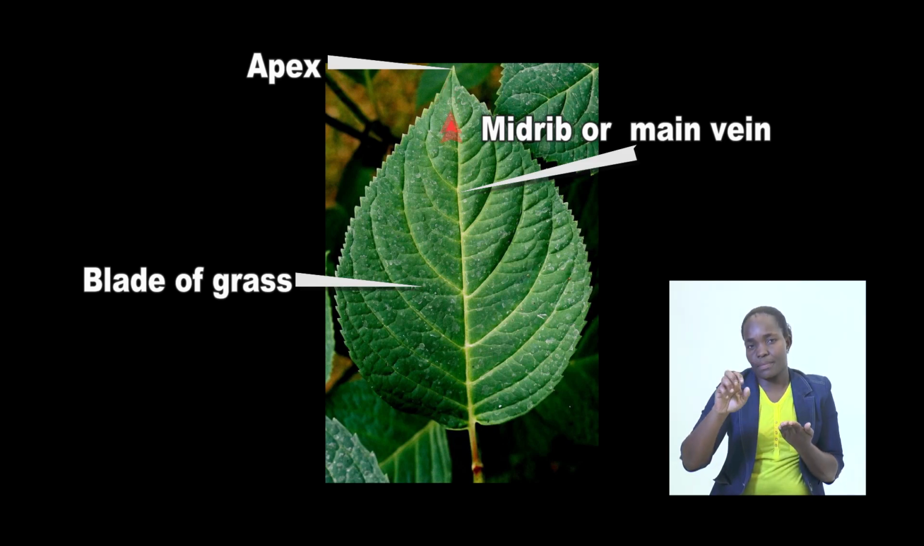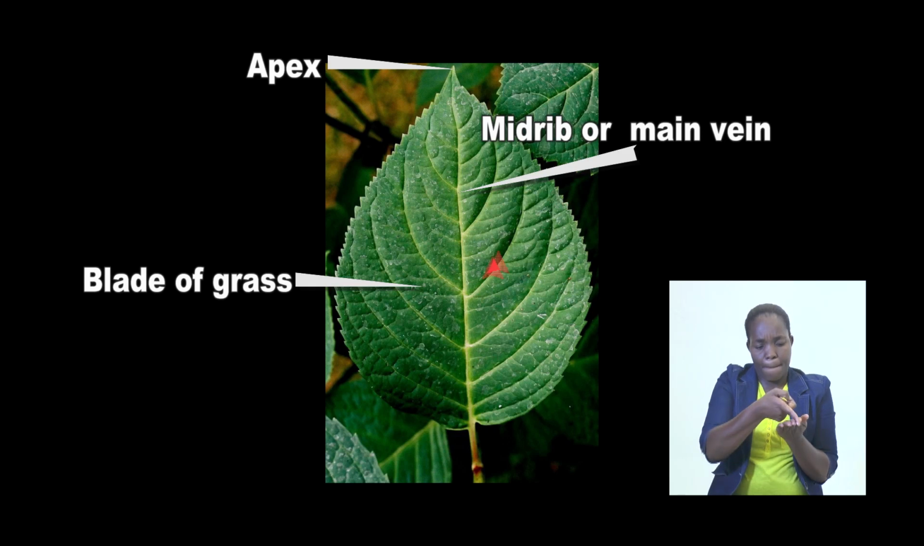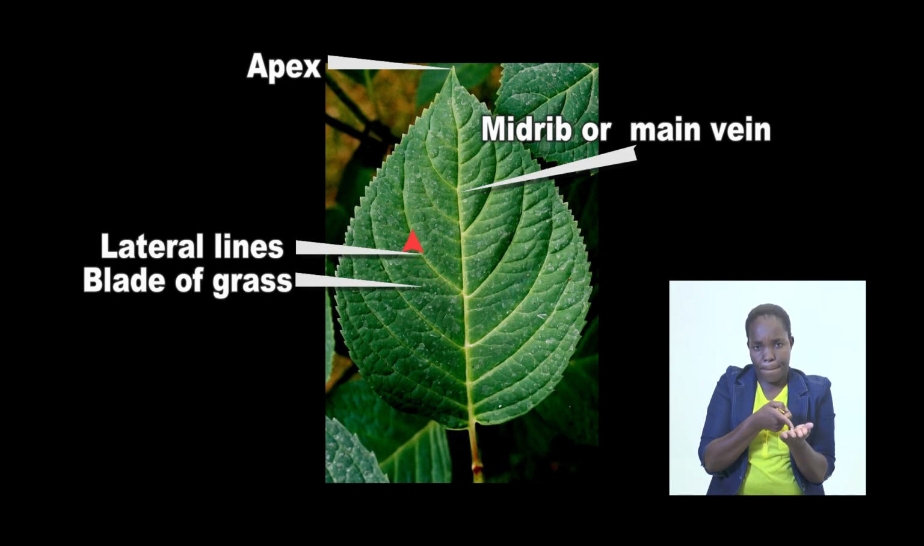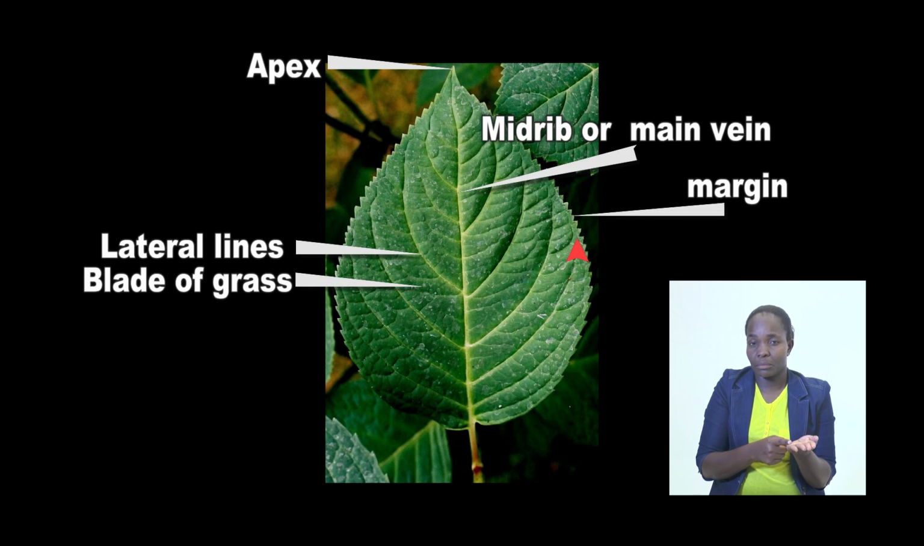Now, running from the middle line, the midrib or main vein, there are lateral lines towards the outer edge of the leaf surface. And we call the outer edge of the leaf the margin.